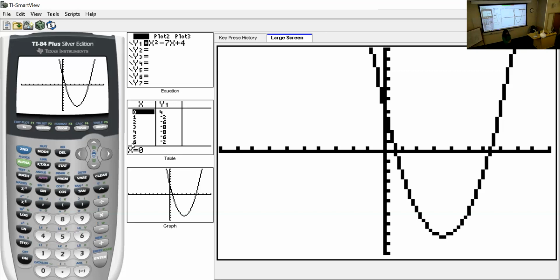Look at the picture, and you tell me what the domain is. Bryn says negative infinity to positive infinity. Do we agree? Yes, I do too. What about the range? Sophie says -8 to positive infinity. Okay.